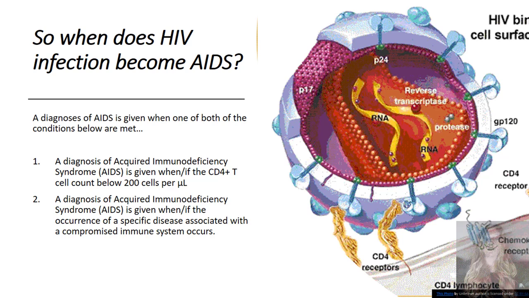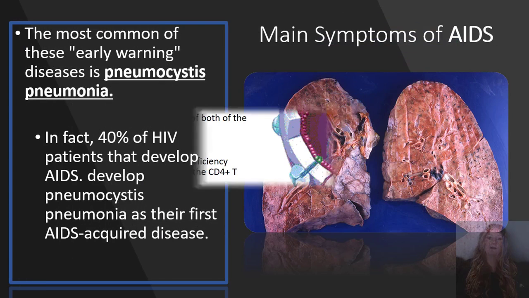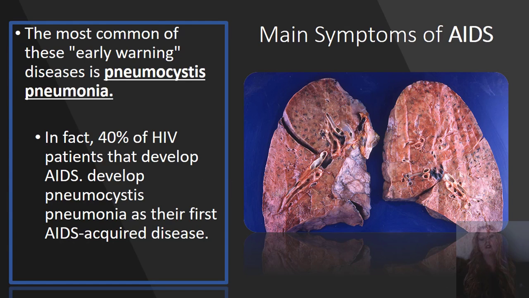or a diagnosis of acquired immunodeficiency syndrome, or AIDS, can be given if there is an occurrence of a specific disease that is associated with immunocompromised individuals. The most common of these early warning diseases is pneumocystis pneumonia. In fact, 40% of HIV patients that develop AIDS develop pneumocystis pneumonia as their first AIDS-acquired disease due to immunodeficiency.